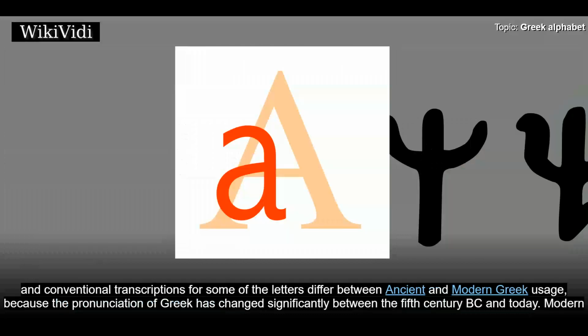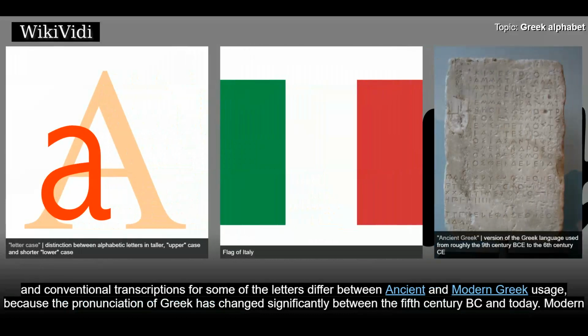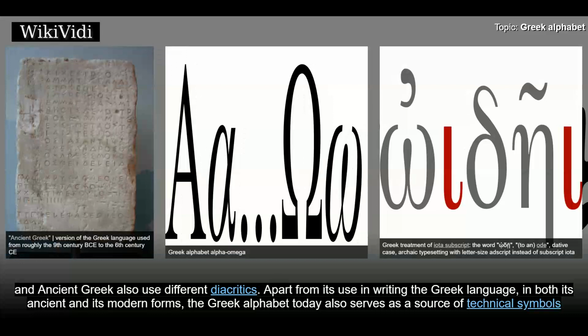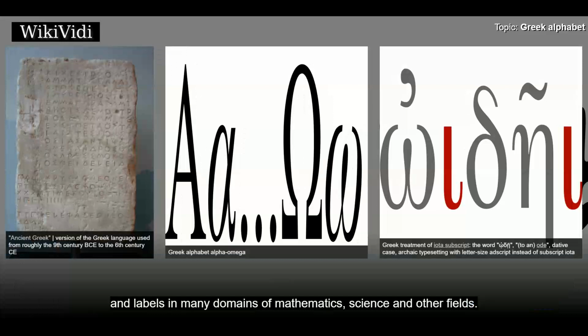Sound values and conventional transcriptions for some of the letters differ between ancient and modern Greek usage, because the pronunciation of Greek has changed significantly between the 5th century BC and today. Modern and ancient Greek also use different diacritics. Apart from its use in writing the Greek language, in both its ancient and its modern forms, the Greek alphabet today also serves as a source of technical symbols and labels in many domains of mathematics, science and other fields.